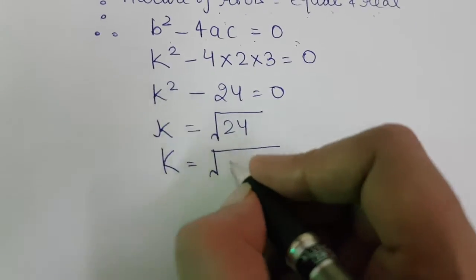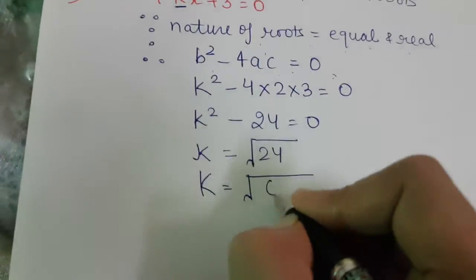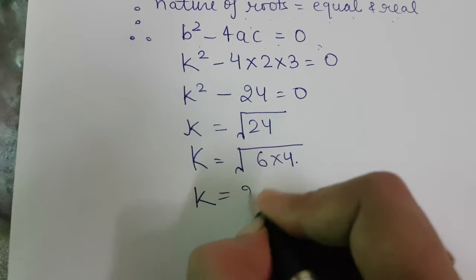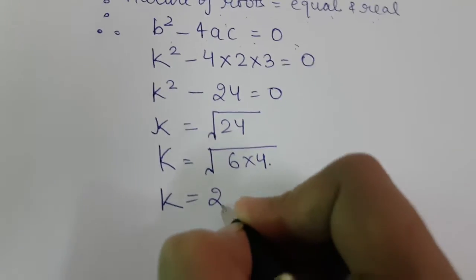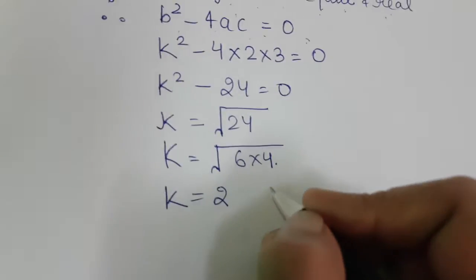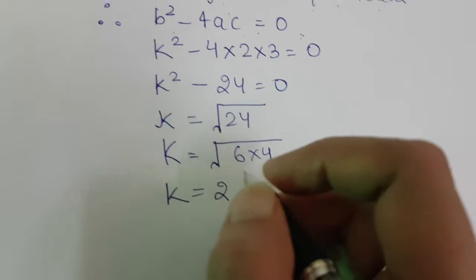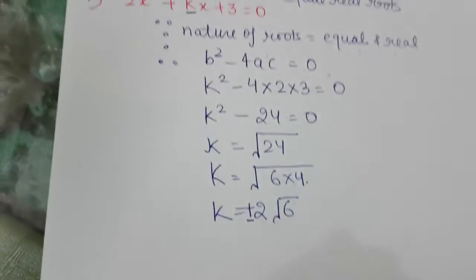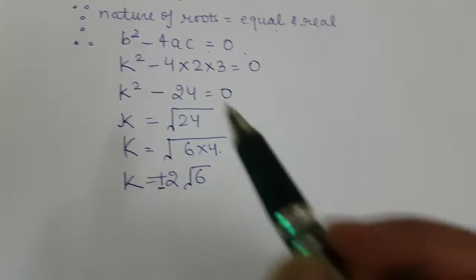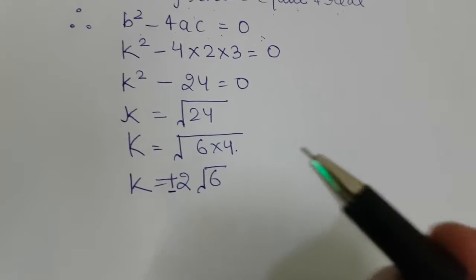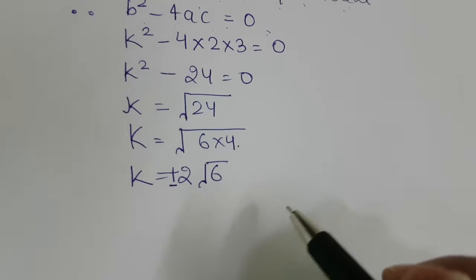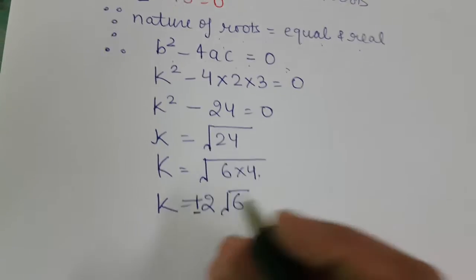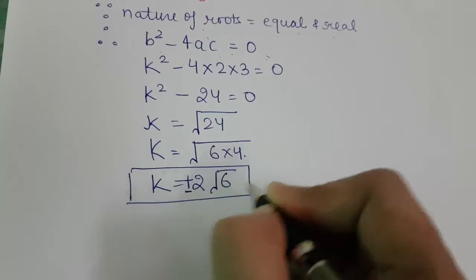So what we will do, we will just do the factors of 24. 24 factors will be 6 into 4. So root 4 can be written as 2, but root 6 we cannot find out in the whole number. So you just write 2 root 6. So k value will be plus minus 2 root 6. Why plus minus? Because we are doing the square root, and square root of any number can be a positive number also and negative number also. Fine. So what is the value of k? Plus minus 2 root 6.